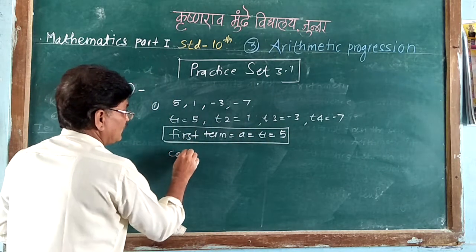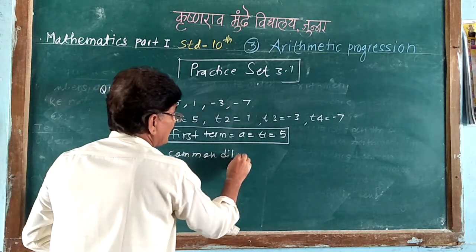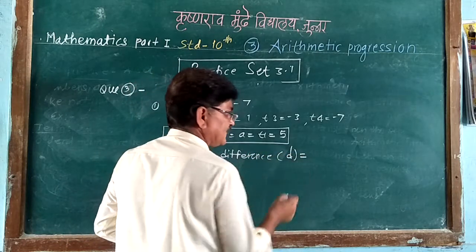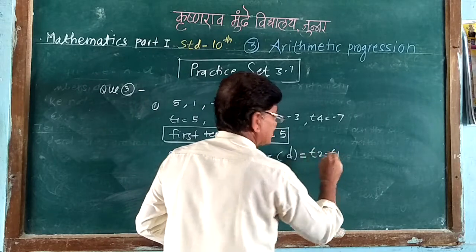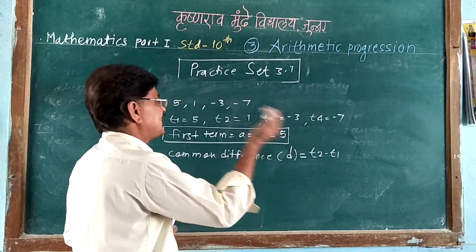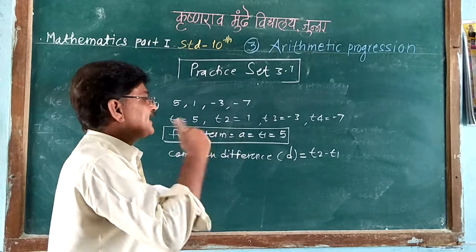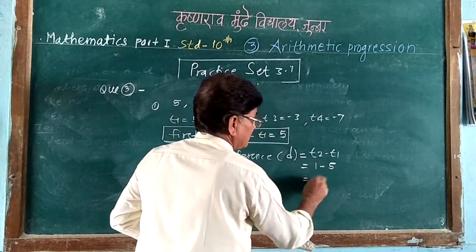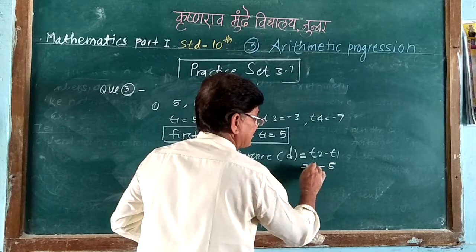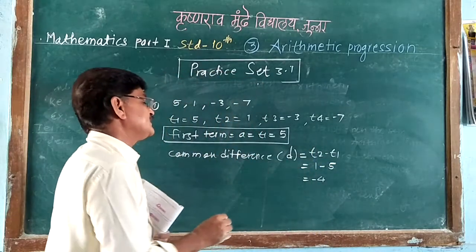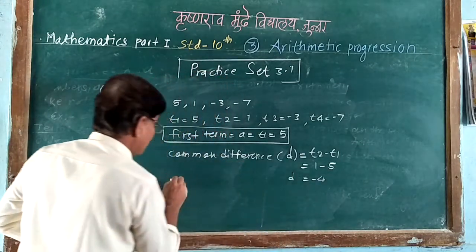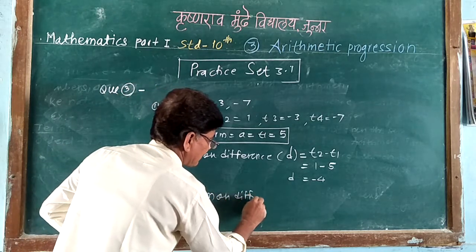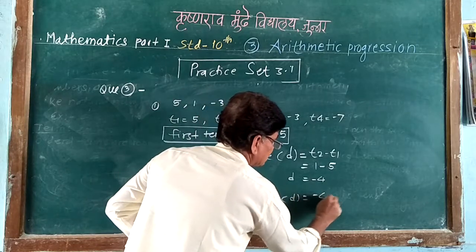Then we want to calculate common difference. It is denoted as D. Write formula, T2 minus T1. Take T2 minus T1, that is, second minus first, third minus second, fourth minus third. Therefore, value of T2, 1 minus 5, subtraction is 4 and sign minus. Therefore, common difference, D is equal to minus 4.